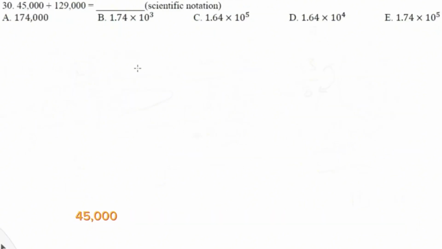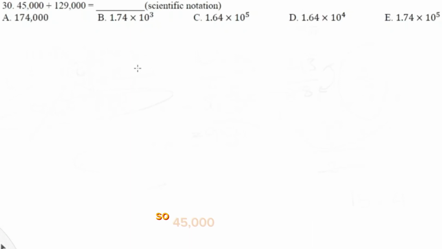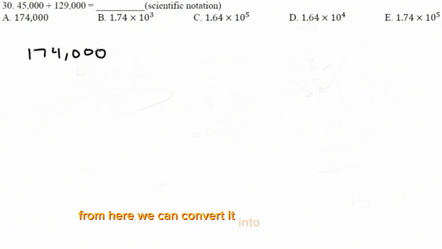Next, 45,000 plus 129,000 equals what in scientific notation? Alright, so let's first add these two numbers. So 45,000 plus 129,000 is 174,000. Alright, from here we can convert it into scientific notation. I actually have a full video on this, which will be pinned in the pinned card at the top. Now let's continue with this problem.